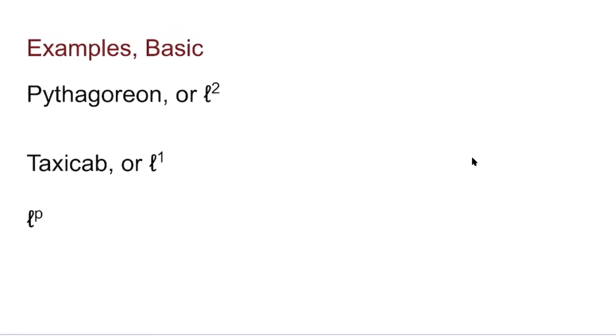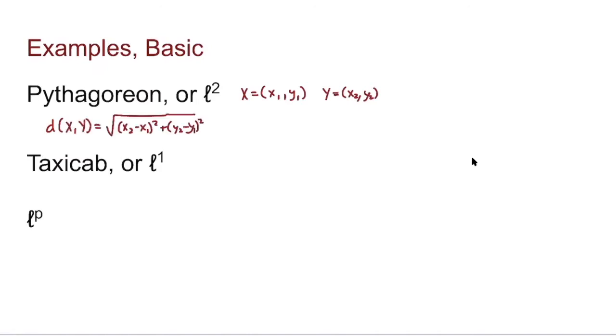First example is probably the most familiar, which is the L2 or Pythagorean metric. So here, I'm going to let x be a point in the xy plane, and let y be a point in the xy plane. Then the distance between x, y points is, well, you take the difference in the x coordinates and square that, take the difference in the y coordinates, square that, and take the square root of the whole thing. We call it Pythagorean distance because that's just the Pythagorean formula for finding the hypotenuse of a right triangle. The difference in the x coordinates makes one leg, the difference in the y coordinates makes a second leg, and then the hypotenuse squared is the sum of those two squares.